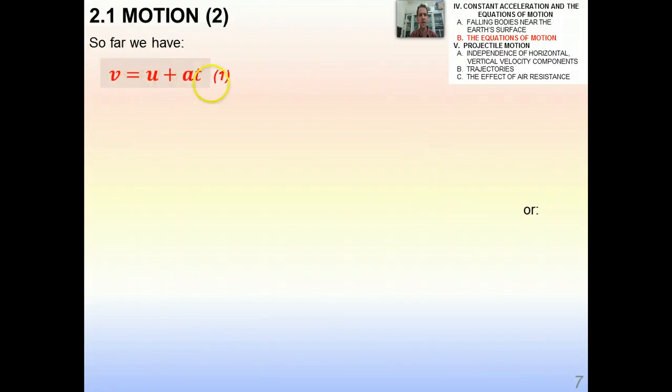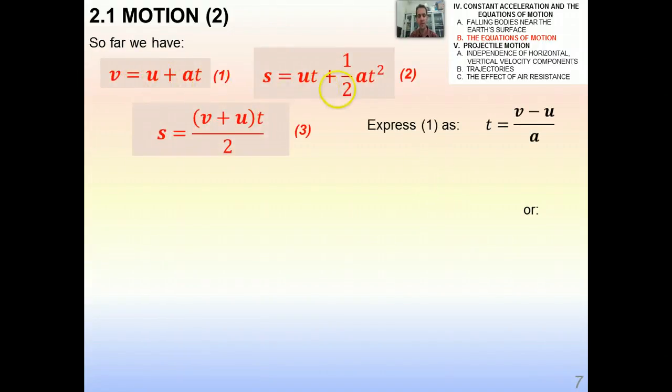So far we have these three equations: v equals u plus at; s equals ut plus 1/2 at squared; s equals (v plus u) times t over 2. That's 3.